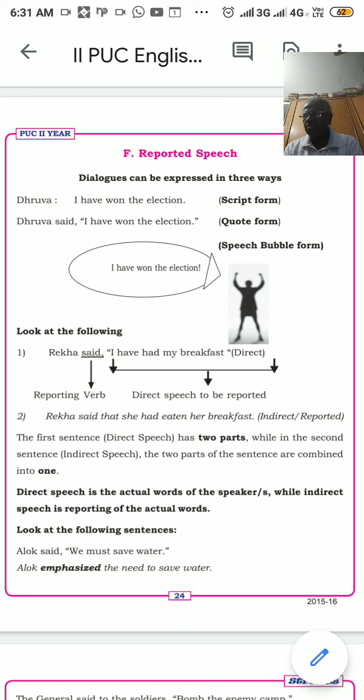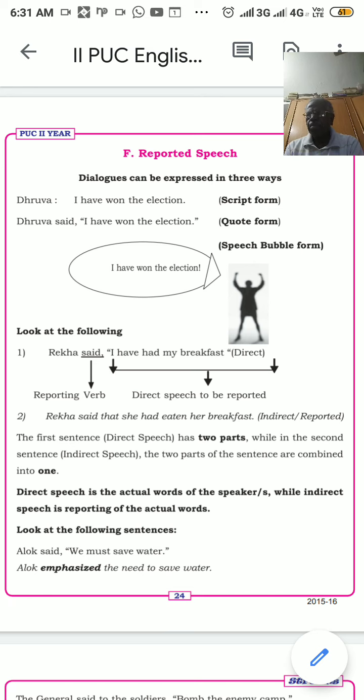I'll give an example. Ravi said, "I like cricket." Simple present tense, so it becomes "liked." Ravi said that he liked cricket. Note down and underline the verbs. Like, underline; liked, underline. That means simple present becomes simple past.